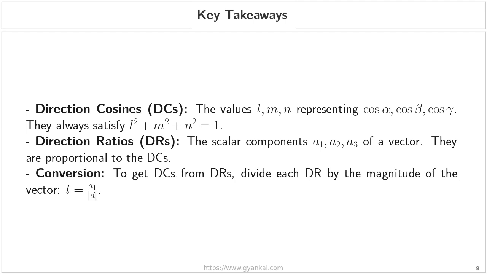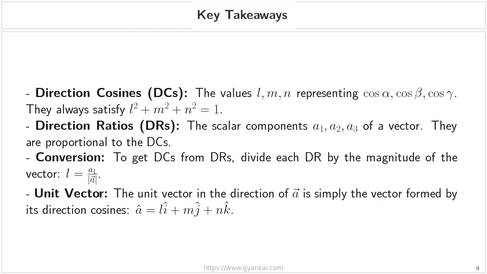Now, regarding the conversion between the two, if you are starting with direction ratios and need to find the direction cosines, the process is straightforward. You simply divide each direction ratio by the magnitude of the vector. In mathematical terms, L equals a sub-1 divided by the magnitude of A.